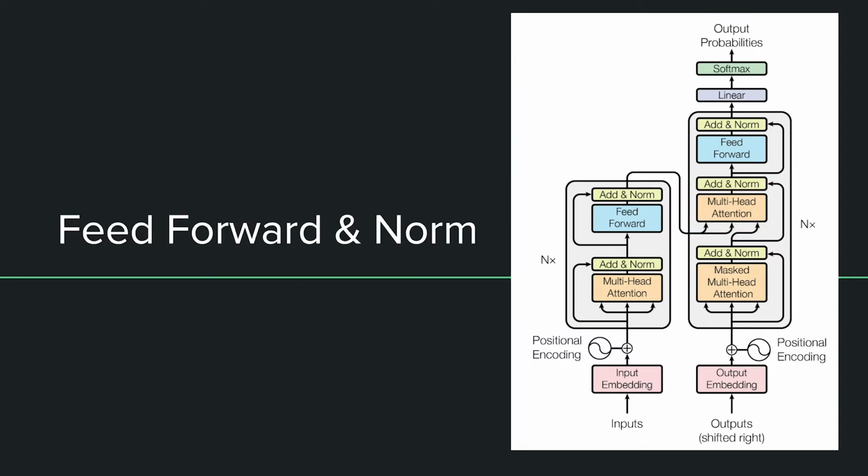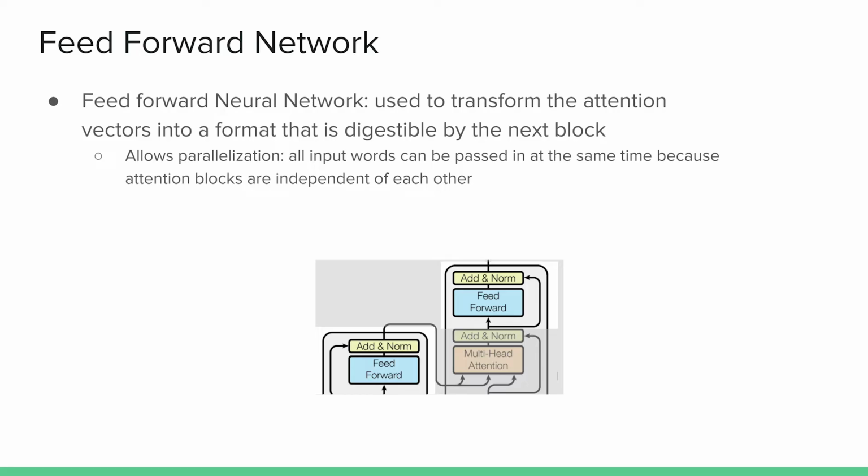There are a few more blocks here, but basically we already have the full model. So we also have two feed-forward and normalization blocks here. What they're doing is basically transforming the output of the attention to a vector format that is digestible by the next block. And this allows parallelization because all input words can be passed in at the same time, because now these attention blocks are independent of each other. So these are just additional blocks that we put in place here to be able to process this in a better way and to extract maybe additional information along the way.